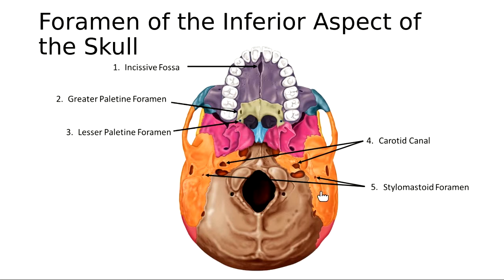And the foramen in between them is named after both of them, the stylomastoid foramen. So it was named after these processes, the styloid process and the mastoid process, stylomastoid foramen. So you have 5 out of that list of 12 that you need to look at from the underside.